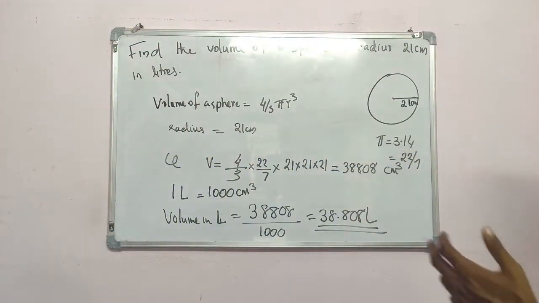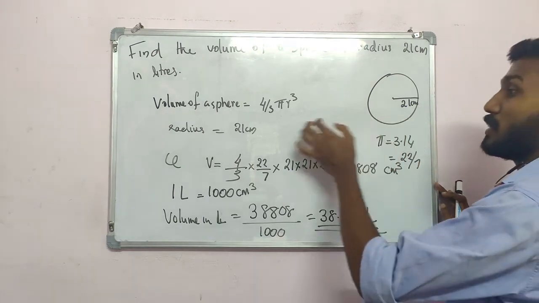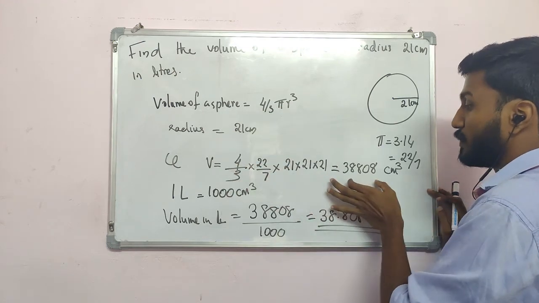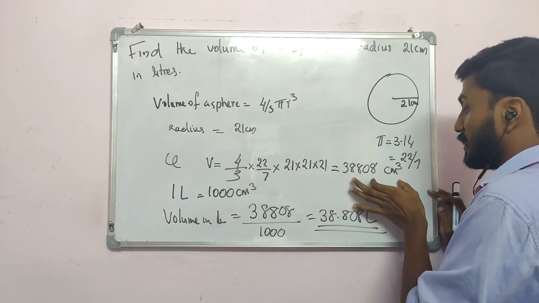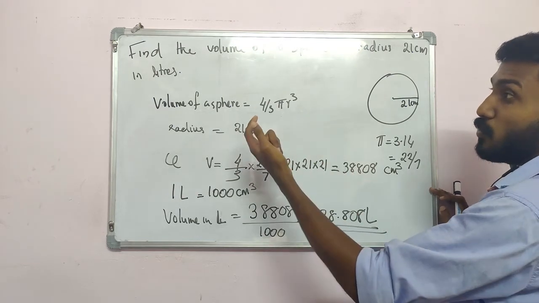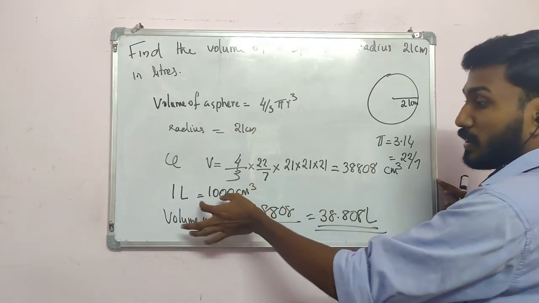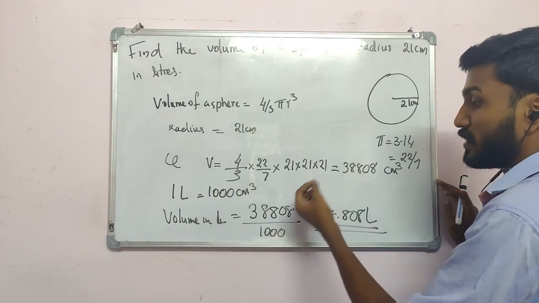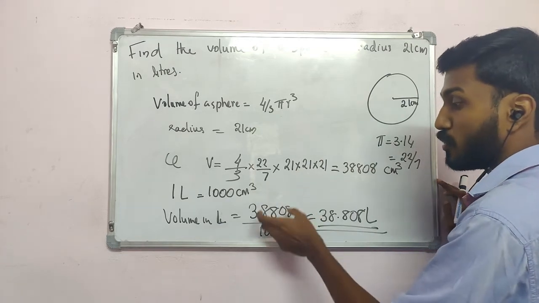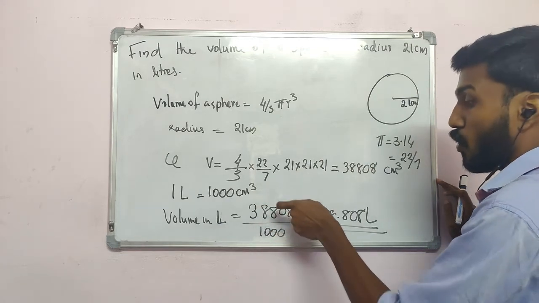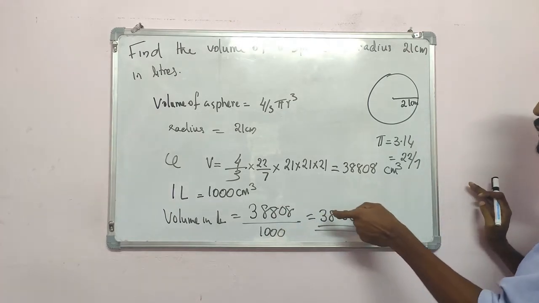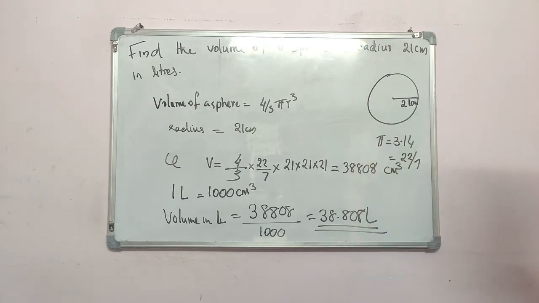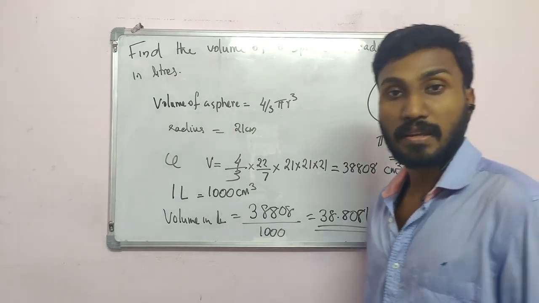We have to find the volume of a sphere of radius 21 centimeter. By the expression, we know the volume of a sphere is 4 by 3 pi r cube. On substituting the values, we obtain the volume of the particular sphere in centimeter cube, but we have to find the volume in liters. On converting, we know 1 liter is equal to 1000 centimeter cube. So in order to convert the value in centimeter cube to liters, we have to divide that value by 1000. On dividing by 1000, we obtain the volume as 38.808 liters. So this will be the volume of that particular sphere in liters.